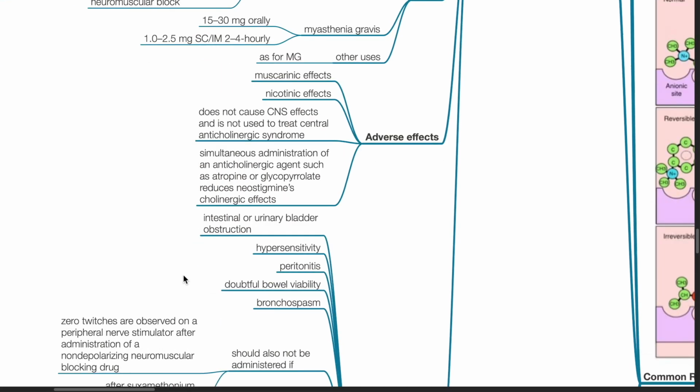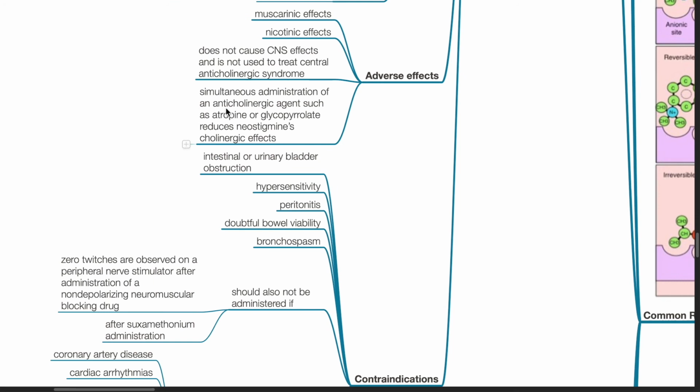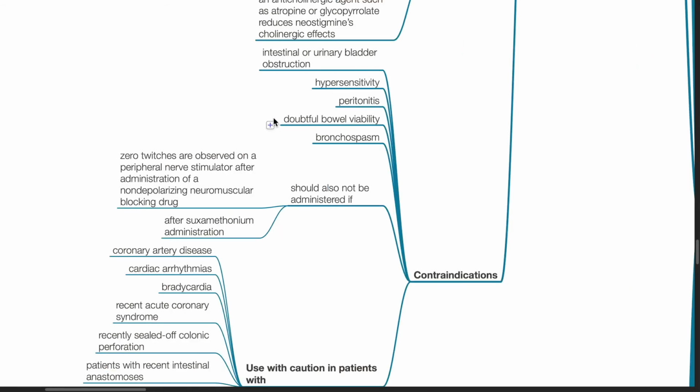Adverse effects of neostigmine include muscarinic and nicotinic effects. It does not cause CNS effects, and it is not used to treat central anticholinergic syndrome. Simultaneous administration of an anticholinergic agent such as atropine or glycopyrrolate reduces neostigmine's cholinergic effects. Contraindications for neostigmine include intestinal or urinary bladder obstruction, hypersensitivity, peritonitis, doubtful bowel viability, bronchospasm.